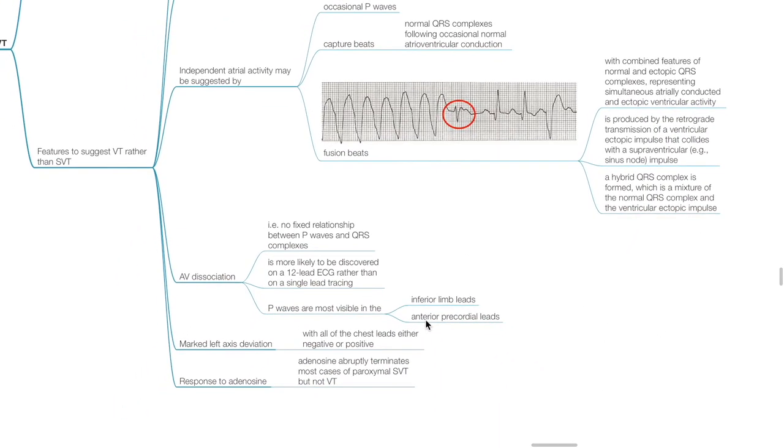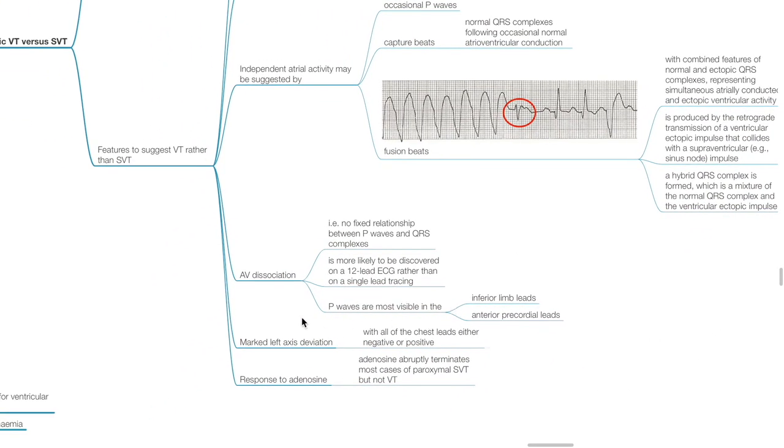AV dissociation may be seen in VT rather than SVT, i.e. no fixed relationship between P waves and QRS complexes. This is more likely to be discovered on a 12-lead ECG rather than on a single lead tracing. P waves are most visible in the inferior limb leads and anterior precordial leads. In VT, there may be marked left axis deviation. Response to adenosine: adenosine abruptly terminates most cases of paroxysmal SVT, but not ventricular tachycardia.